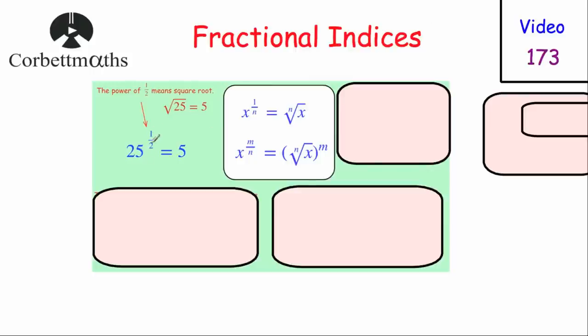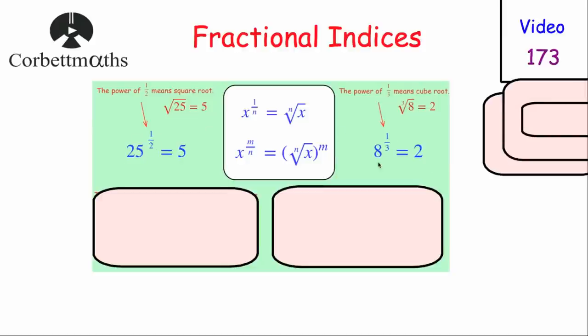We don't need to worry about the ones, we can just square root it. So 25 to the power of a half, we just square root the 25, which is 5. If we had a power of a third, such as 8 to the power of a third, well, again, because there's a 1 on the numerator, we just need to look at the denominator. Because it's a 3, we're going to take the cube root, and the cube root of 8 is 2. So 8 to the power of a third is just 2, because you take the cube root.